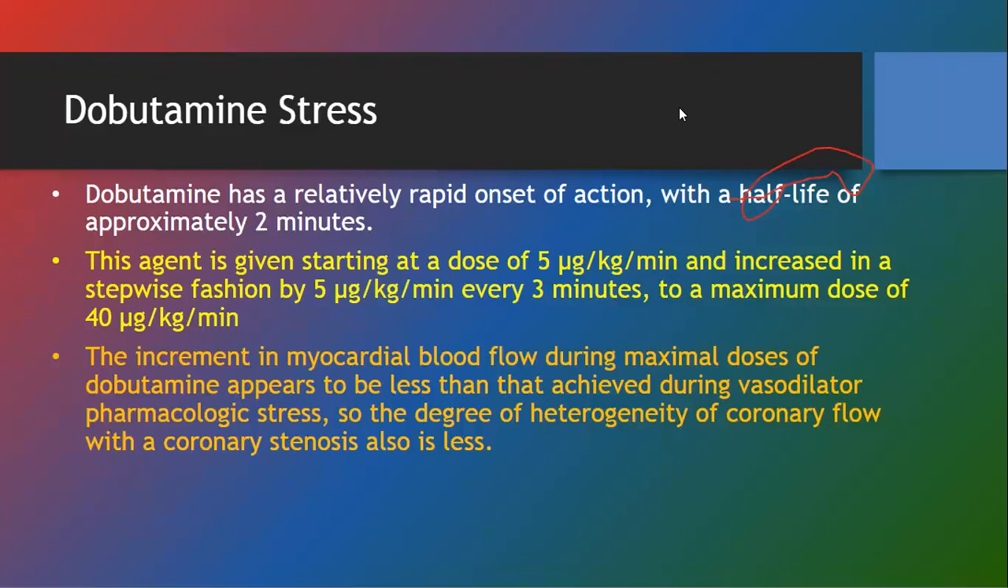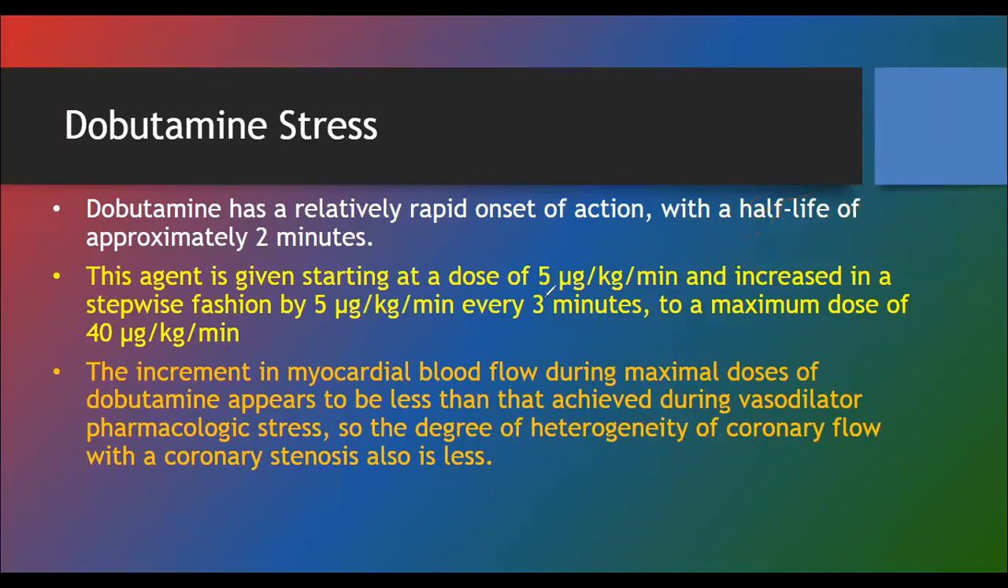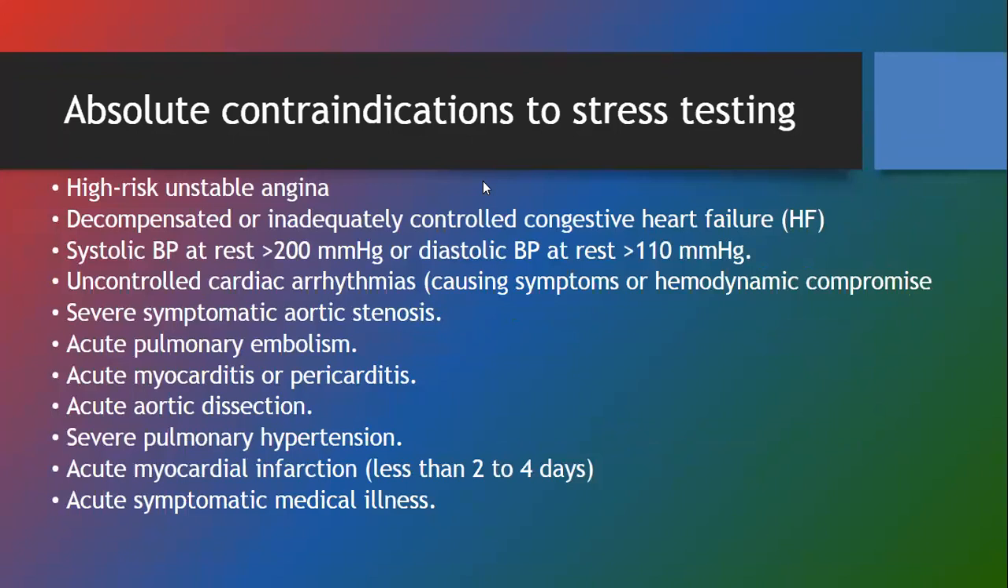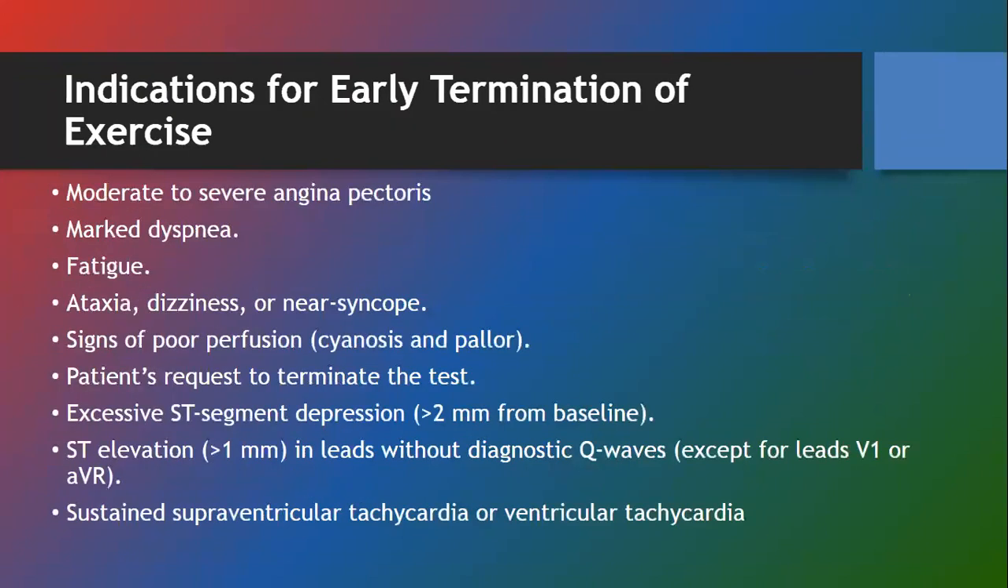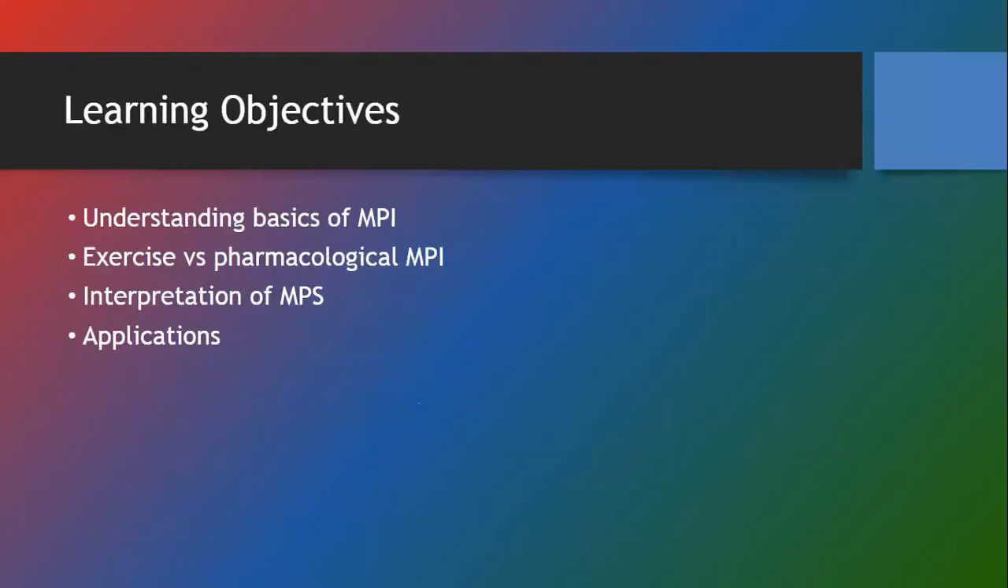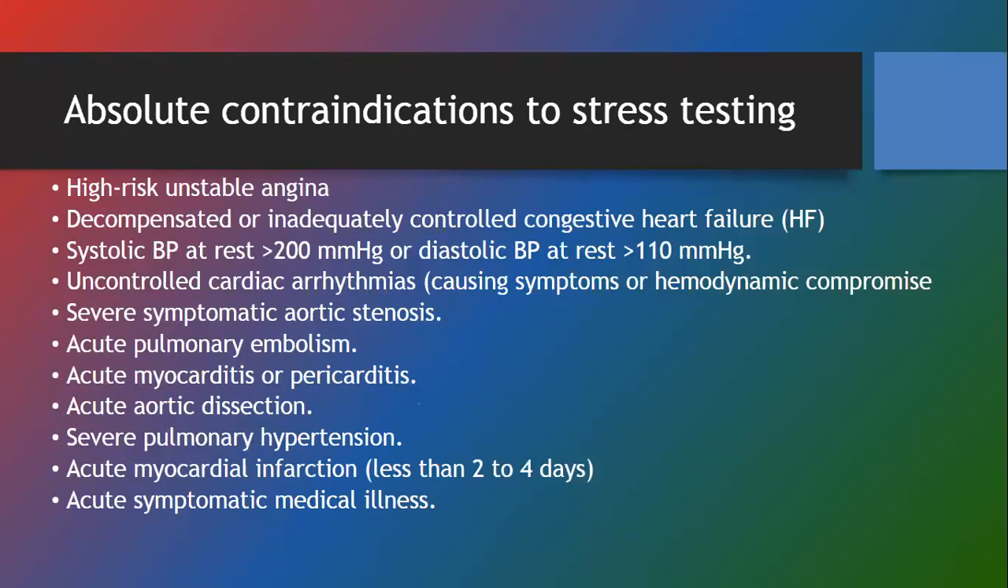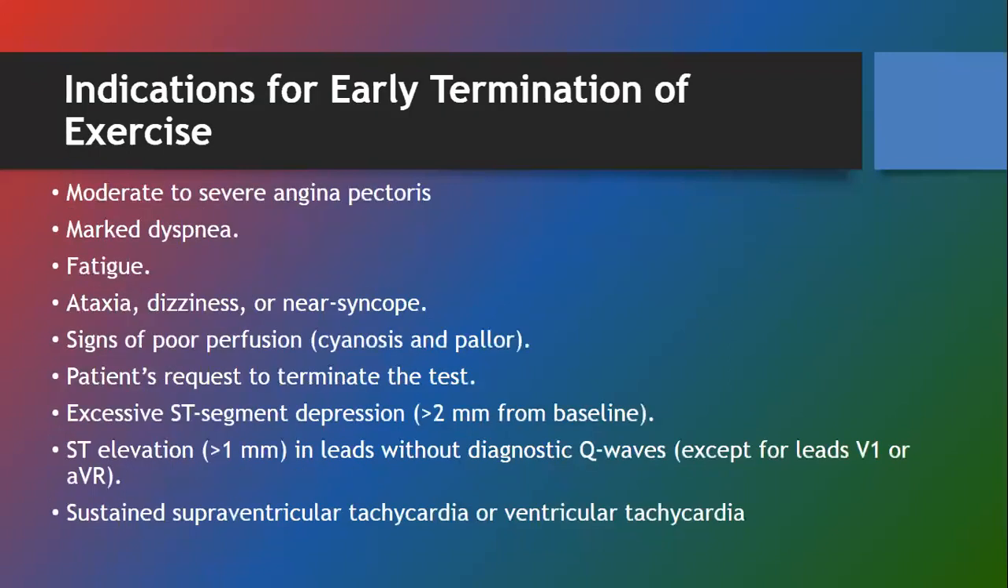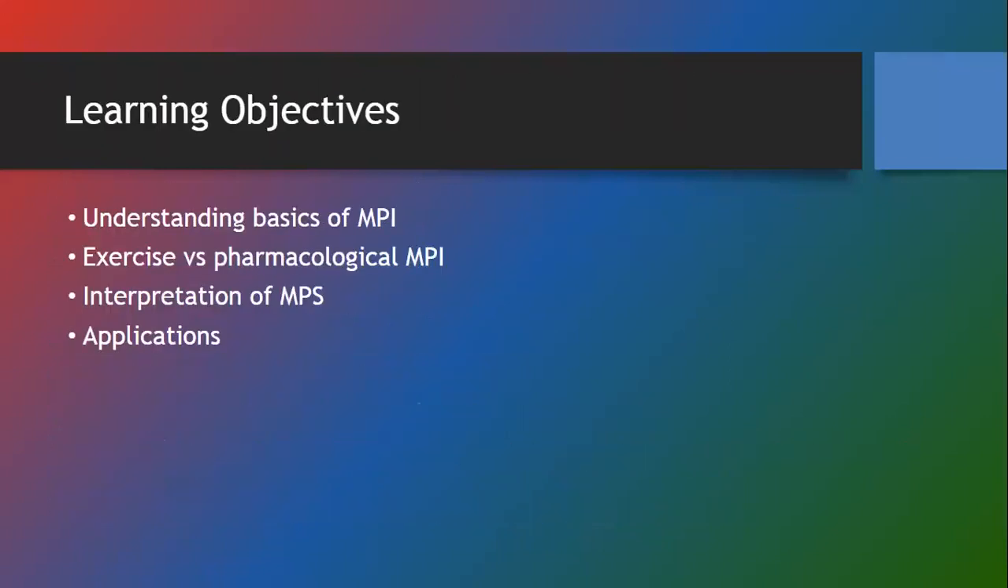Dobutamine we have discussed. Its starting dose is 5 microgram per kg. We move up to 40 microgram per kg, and its main mechanism is to increase the heart rate. We will discuss these things later on. Exercise versus pharmacological MPI we have discussed. I hope you have understood the basic protocols of using these two tests.